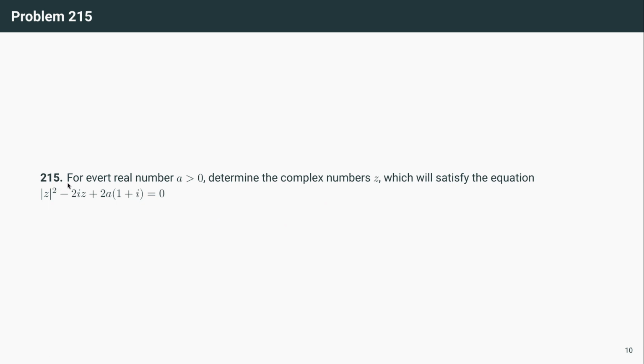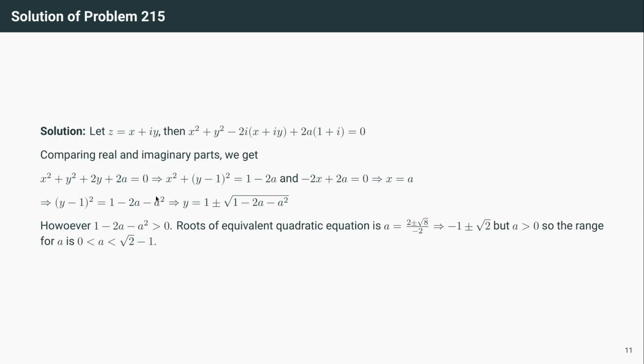Question 215 says that, there is a typing mistake here: for every real number a greater than 0, determine the complex numbers z which will satisfy the equation mod z square minus 2iz plus 2a into (1 plus i) is equal to 0. So we again put z is equal to x plus iy, and our equation becomes x square plus y square minus 2 into (x plus y) plus 2a into (1 plus i).